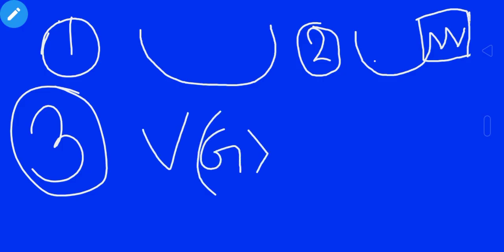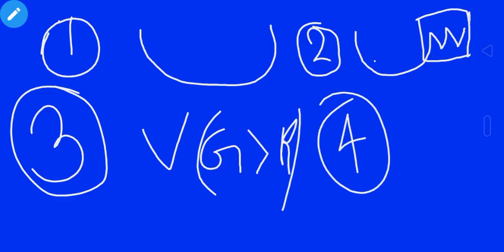Now what is our third thing? Our third thing is volume. Green volume should be more than red volume. And the fourth thing is Fibonacci.